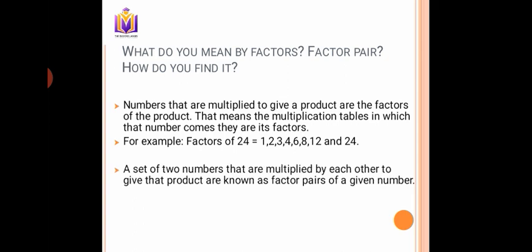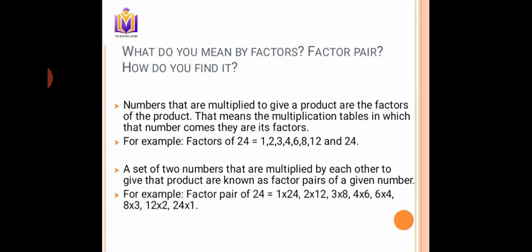Now coming on to the factor pair. A set of two numbers that are multiplied by each other to give the product. So when we multiply two numbers, that becomes a factor pair. Now the example is this. In the table of 1, it comes at 24 times. So 1 into 24 becomes a factor pair of 24. Then 2 multiplied by 12, 3 multiplied by 8, 4 multiplied by 6, 6 into 4, 8 into 3, 12 into 2, 24 into 1. So first we can write like this and then we can just reverse it to find the rest of it.